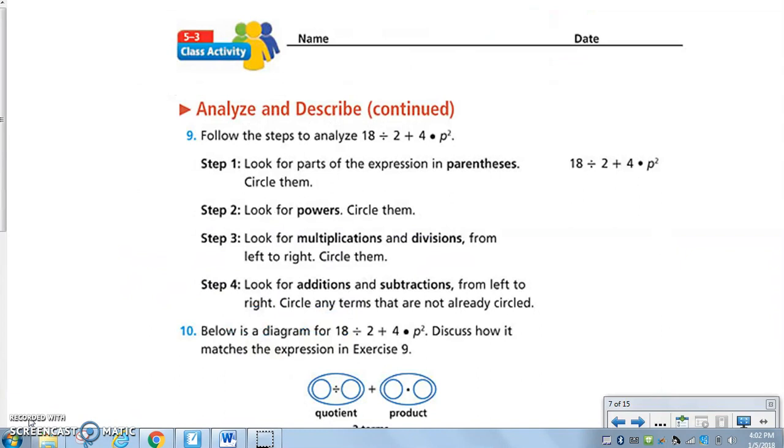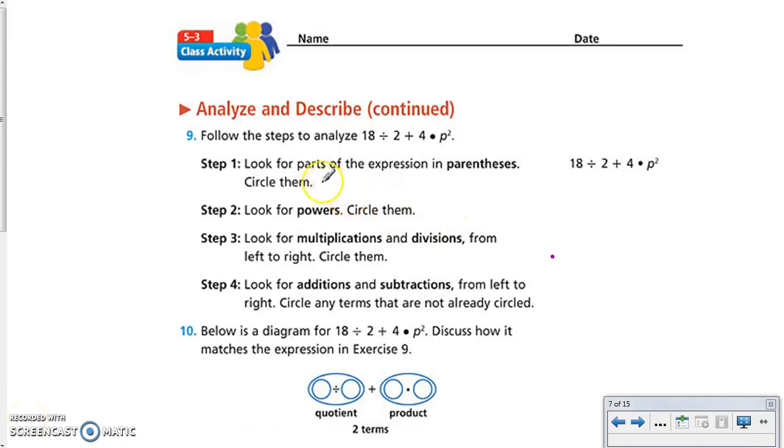Now on this page, this is your activity workbook, and this is actually on page 98. So if you need to pause the video and open page 98, we can do that now. And we're going to analyze this expression, 18 divided by 2 plus 4 times p to the second power. Okay, and we'll go through the steps, and then later on we'll let you guys get some more practice at this, but that'll happen when we go at school. So I'm going to use different colors. You don't have to use different colors, but that's an option you can do if you want to. Again, you can write directly in your activity workbook.